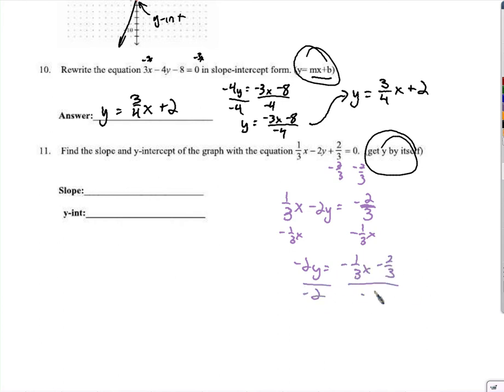Divide by negative 2. Y equals, how do I divide negative 1/3 by negative 2? Well, how about if I just do negative 1/3 x times negative 1/2? That's much easier. And same for this, negative 2/3 times negative 1/2. That makes it easier to multiply straight across. So y equals negative times negative is positive, 1 times 1 is 1, 2 times 3 is 6, that's 1/6 x. The 2's cancel each other in this case. We get plus, negative times negative, plus 1 over 3. So what's the slope? It's this guy right here, 1/6. What is the y-intercept? It's this guy right here, 1/3.